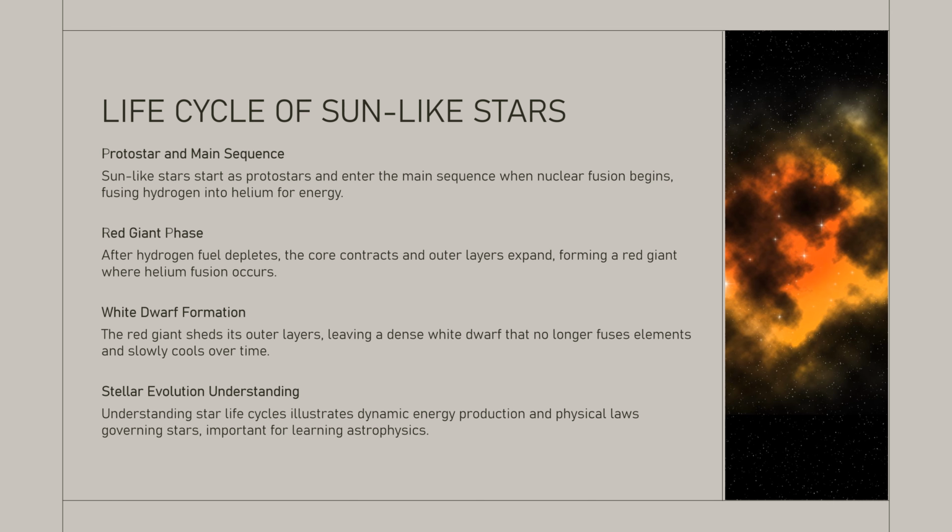Once nuclear fusion starts, the star enters the main sequence phase where it spends most of its life. After exhausting its fuel, the star expands into a red giant or supergiant. Its final stage depends on its size. Smaller stars become white dwarfs, while larger ones may explode as supernovae and become neutron stars or black holes.